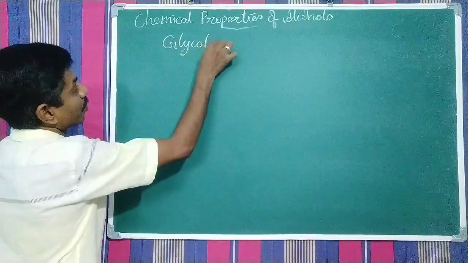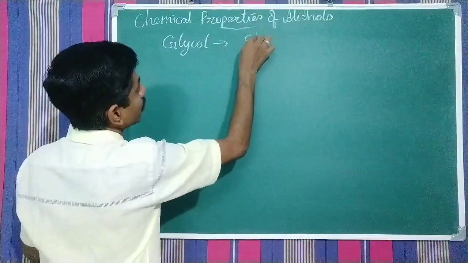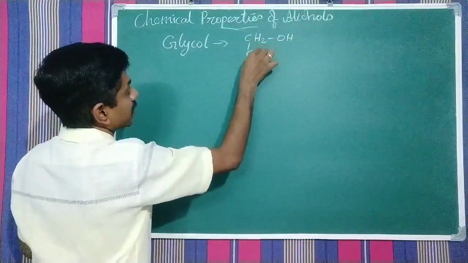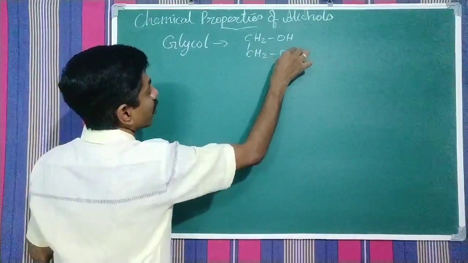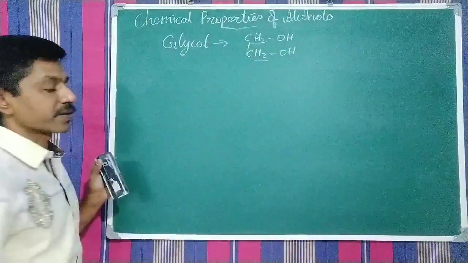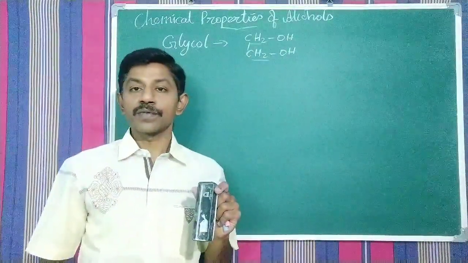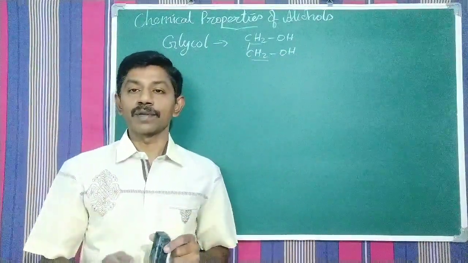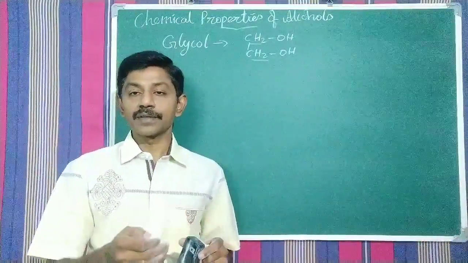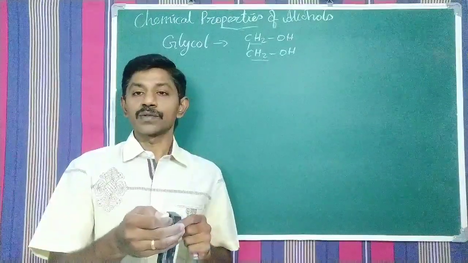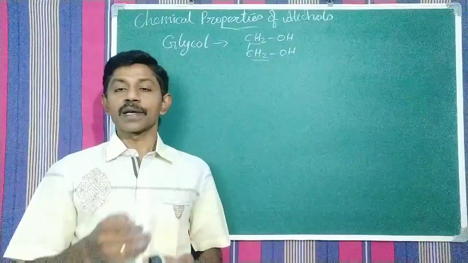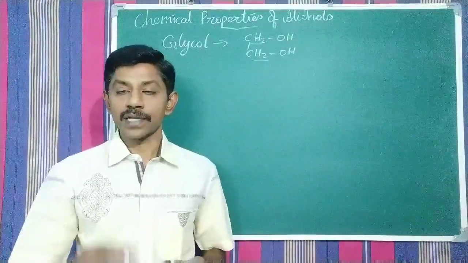Glycol is a compound which has two OH groups. And what is the speciality? Both the OH groups are primary alcoholic in nature, CH2OH. So all the behaviors of a primary alcohol like ethyl alcohol will be repeated twice here. Like treatment with sodium, there you get sodium methanate. Here also you will get monosodium glycolate and disodium glycolate.